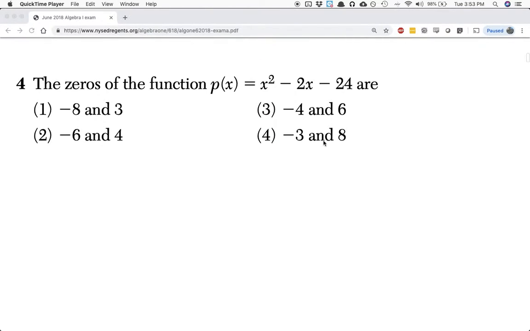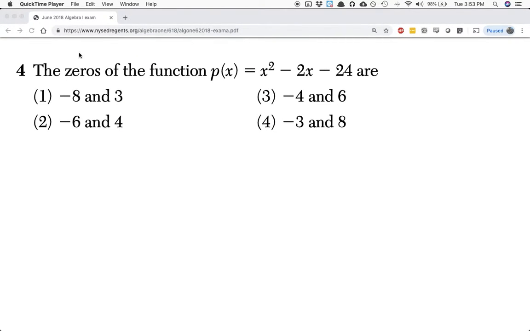All right, June 2018, question number 4. This is the type of question that makes me cry when students get it wrong, especially with these new calculators. Question 4, the zeros of the function p of x equals x squared minus 2x minus 24 are... So you see p of x equals, or f of x equals, or y equals, you should immediately know to graph it.